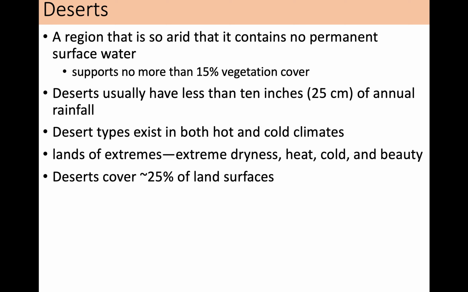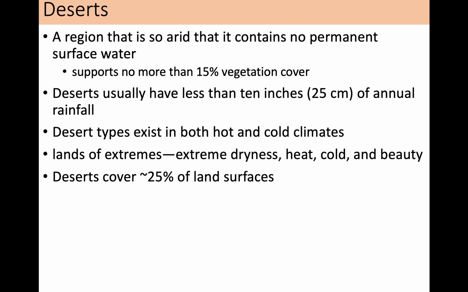So to start, what is a desert? So a desert is an area that is so dry that it actually has no permanent surface water. So no water can exist permanently on the surface. There's no stream, there's no lake. They only have about 15% vegetation cover. So of this area, only about 15% of it is covered with vegetation. That goes hand in hand with the lack of water. And they usually have less than about 10 inches of rainfall per year.